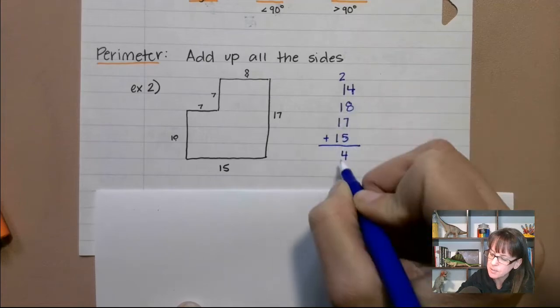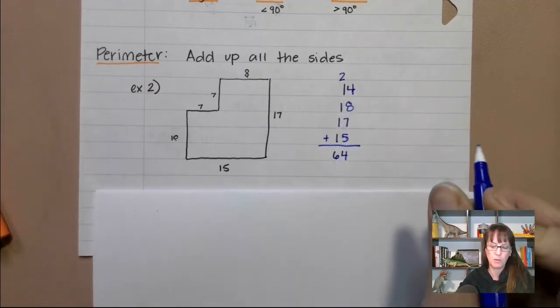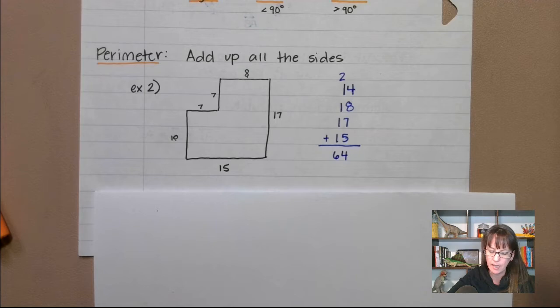2, 4, and so 64 is our total. I'm going to double check this because I love when I make videos and then I've made some silly math error and you guys roast me in the comments for it. So we're going to say 14 plus 18 plus 17 plus 15 is 64. Okay, phew. No roasting.